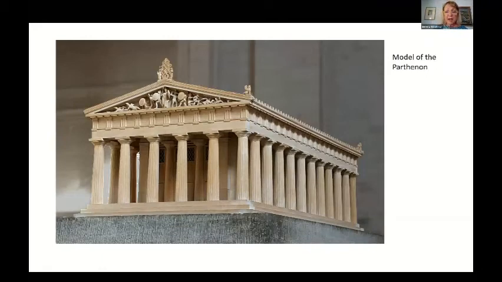And here we have, let's have a look here. We've got the columns and the portico. We've got the flutes on these columns, but this actually is what's called Doric. It's very plain, it's the first order of the capitals. We have the entablature here.